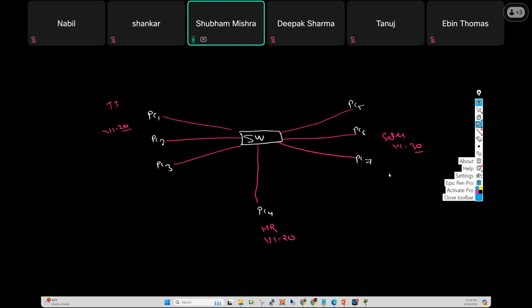Now the thing is, we are using a switch here. So this PC can easily communicate with PC2 and PC3 because both are in the same VLAN. There is no problem. Yes or no, everyone? PC5, PC6 and PC7 can easily communicate with each other. There is no problem. And there is one more PC, let's suppose PC number 8, and this also belongs to the same HR department, that is VLAN number 20.